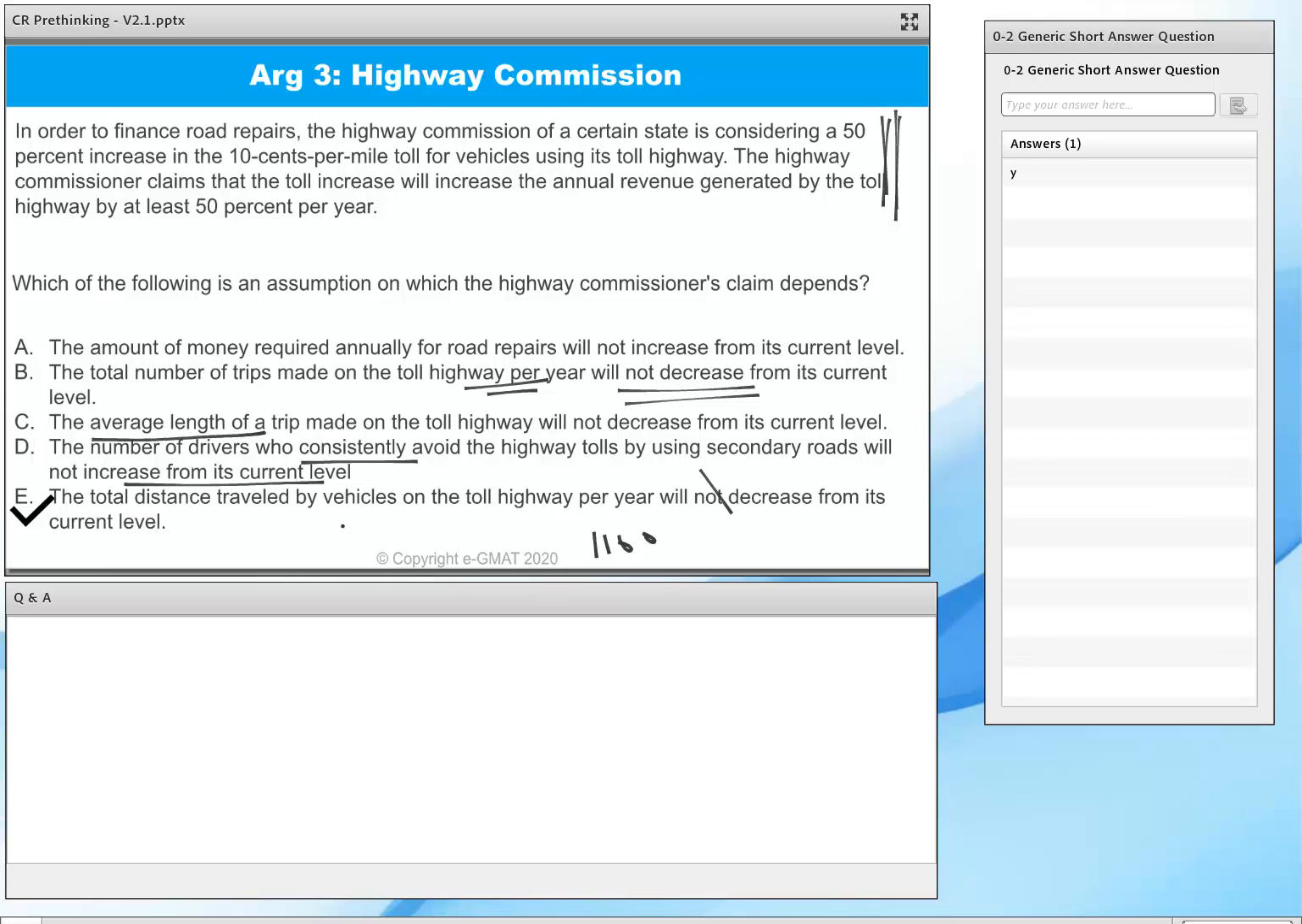Yes, you will, right? You're saying, hey, this choice is now telling me, despite increasing my toll by 50%, the number of trips will not go down. They can go up, but they will definitely not go down. This information wasn't there in the argument. If your belief in the conclusion has gone up, then yes, this becomes a strengthener. It's just not a must be true.